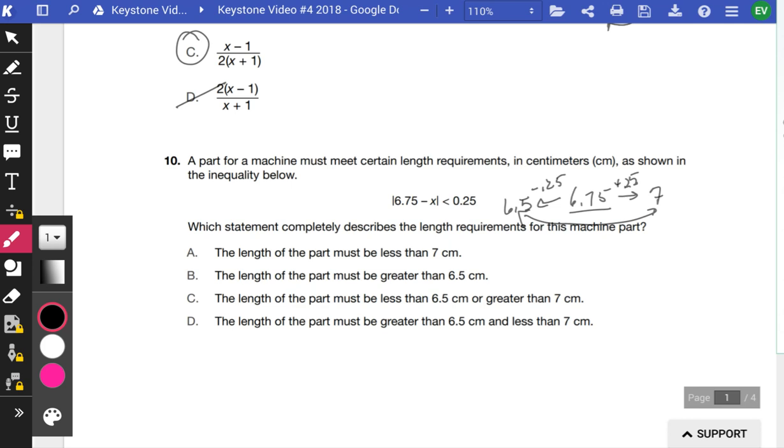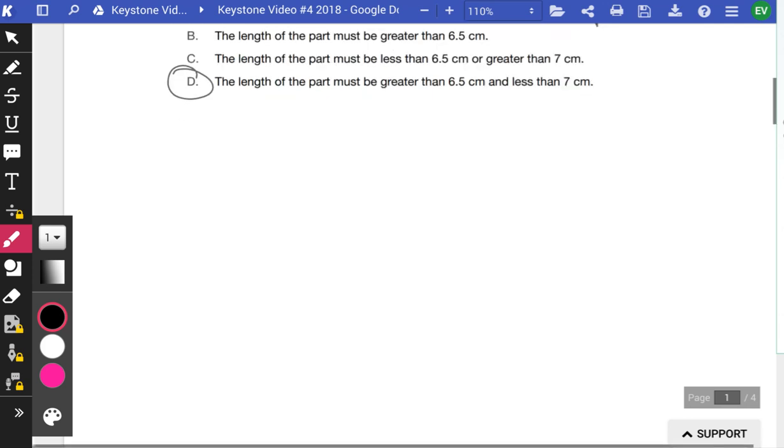Must be less than 6.75 or greater than 7 centimeters. It's got to be in between there. So it must be greater than 6.5 centimeters and less than 7 centimeters. That makes D the correct answer. Absolute value. Remember, how far is it away from that particular value? Okay, we can come back to that one again in class as well.